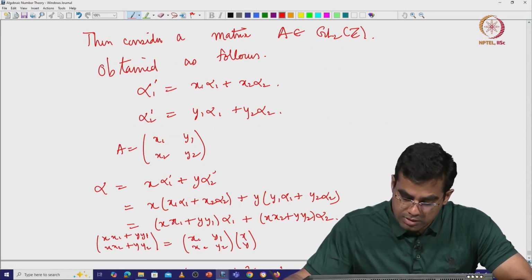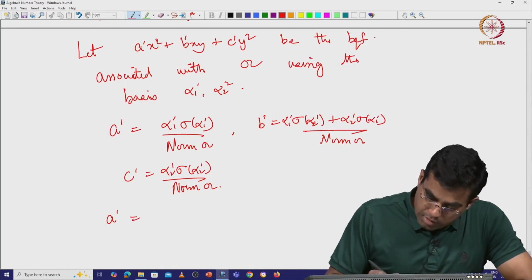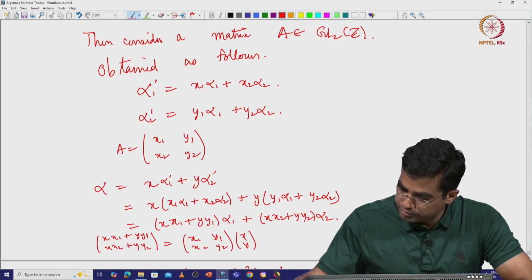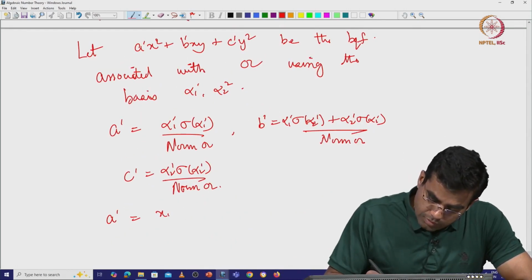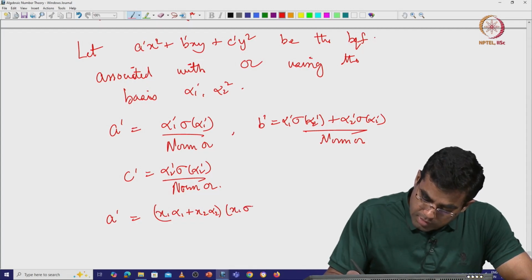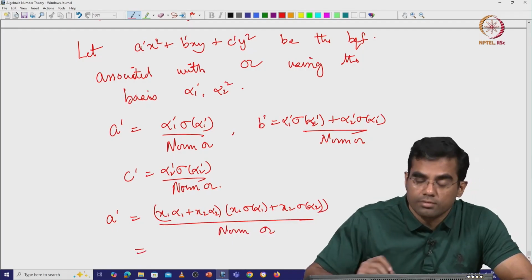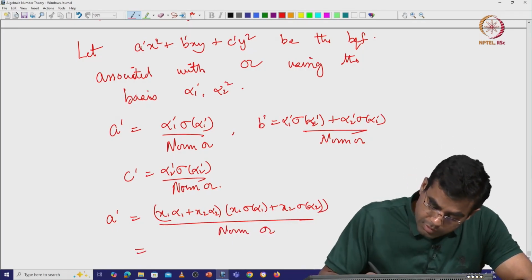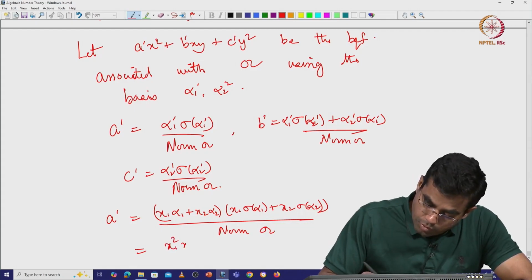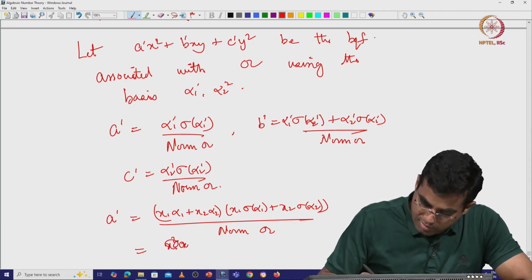You see how these things are written. You can just rewrite them, so a' is (x1 alpha 1 plus x2 alpha 2)(x1 sigma(alpha 1) plus x2 sigma(alpha 2)) by norm of A. I will just do this calculation for one of them, not all of them. So, this is x1 squared.